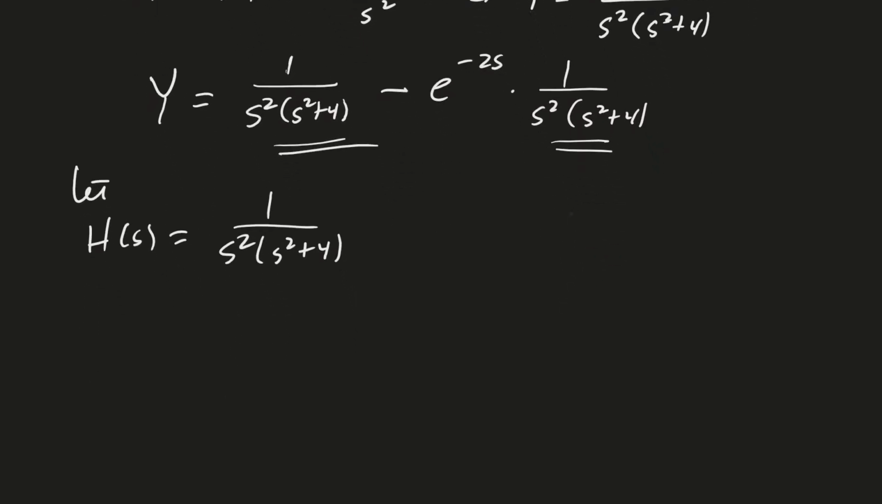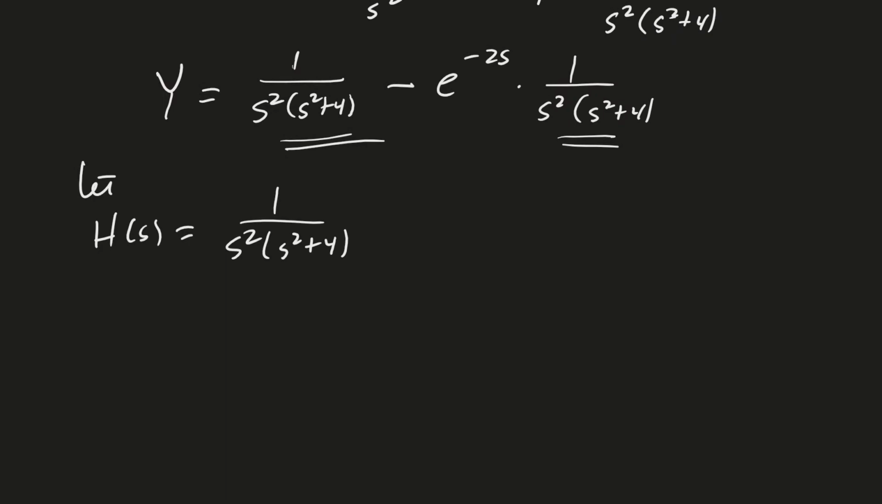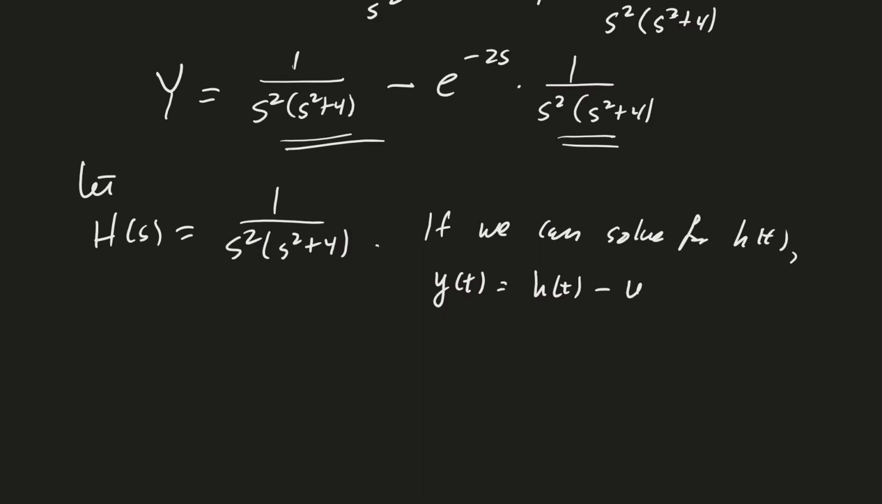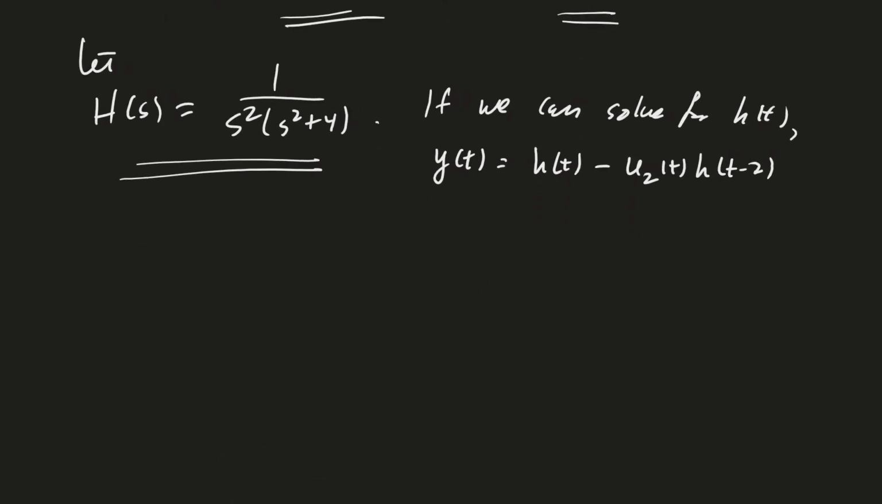And then notice what's going to happen when I take my inverse Laplace transform. If we can solve for h of t, the inverse of that, then I can write down my solution. Y of t is going to be h of t minus u sub 2 of t times h of t minus 2. So then this whole problem just reduces to inverting h of s. Good. Now, how am I going to invert h of s?